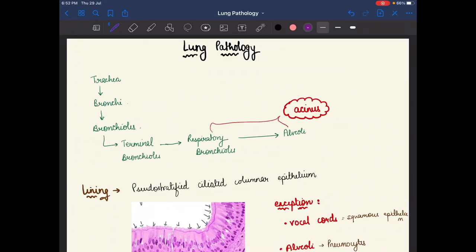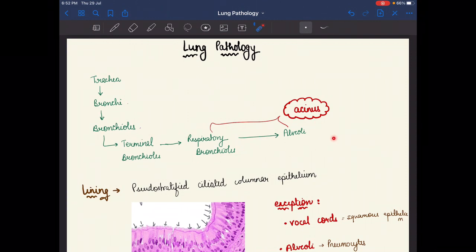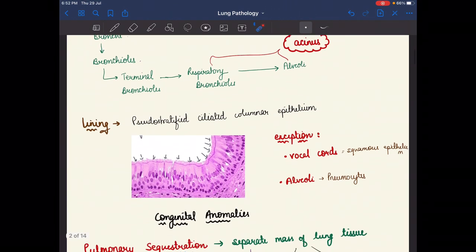So in our pathology series, today's topic is lung pathology. So let's begin. As we all know, the normal respiratory tract consists of the trachea, bronchi, bronchioles, then terminal bronchioles, then respiratory bronchioles, and then alveoli. Now, the respiratory bronchioles and the alveoli together are known as the acinus.